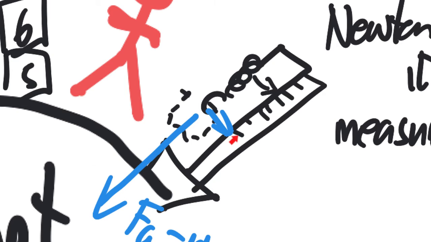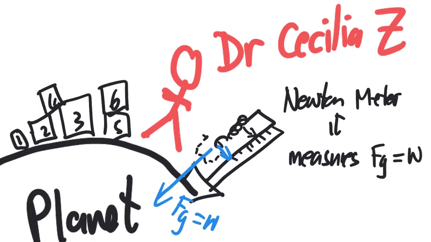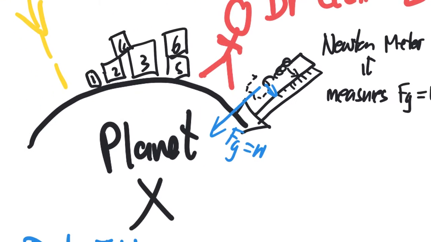And so it's calibrated accordingly so that the extension of the spring is linked to a force that is measured at that point. So it's calibrated in that way. But it would be calibrated on Earth because the scale is made on Earth. So Dr. Cecilia Z, she's got this instrument which measures weight.